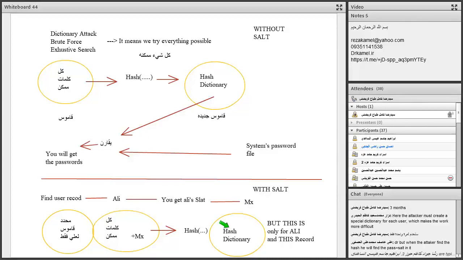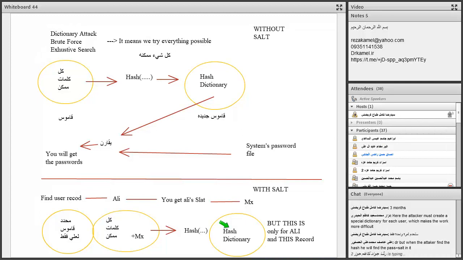Ali says, but when the attacker finds the hash, he will find the password plus salt. No, Ali, it's impossible. The hash is not invertible. I didn't get what your question is, Ali. It's impossible, definitely.